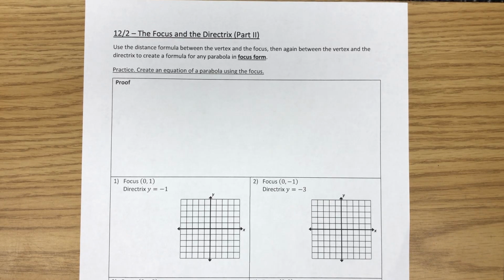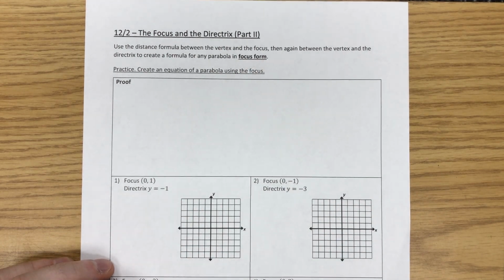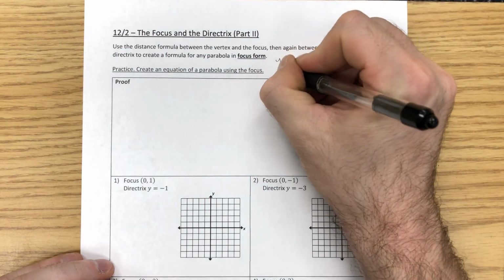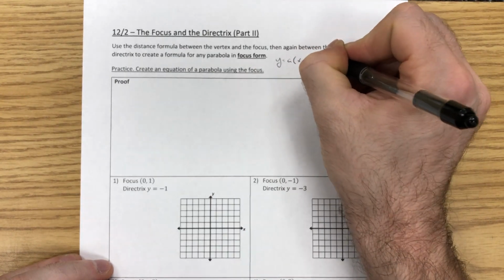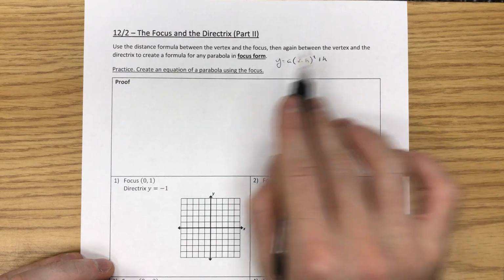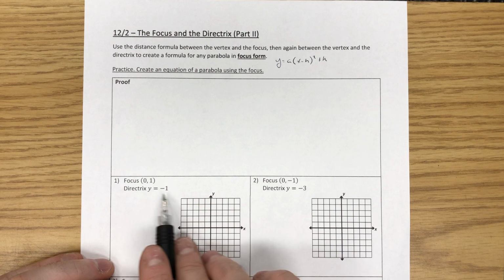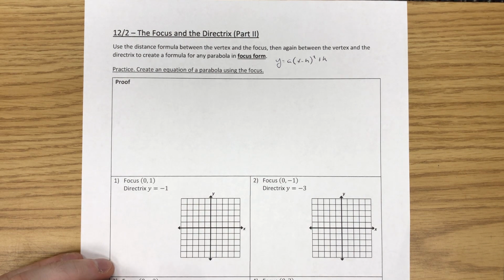So today we're going to be working on the focus and the directrix by creating an equation in what we're going to call focus form. Focus form is a slightly misleading phrase because I'm going to make this equation in y equals a(x minus h) squared plus k, which is vertex form. But I'm going to make it in vertex form using only the terms of the focus, so my a, my b, and my directrix, which we're going to refer to as y equals d.